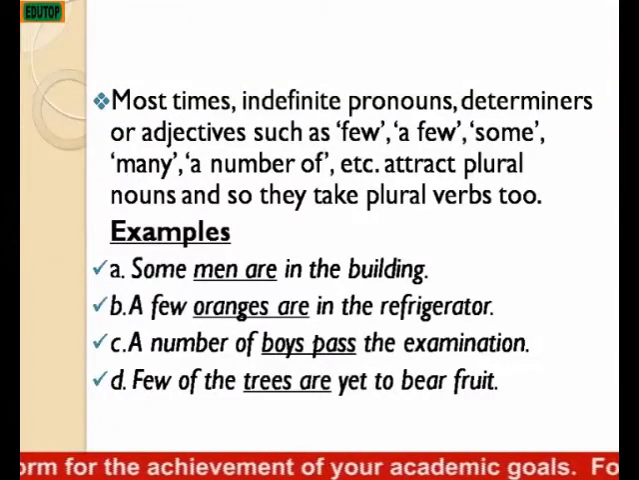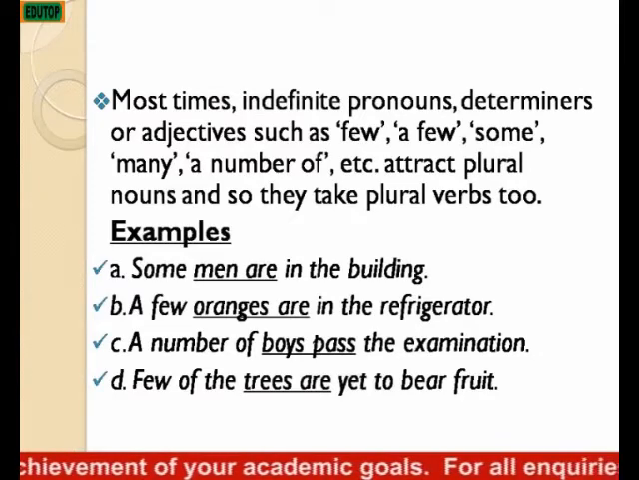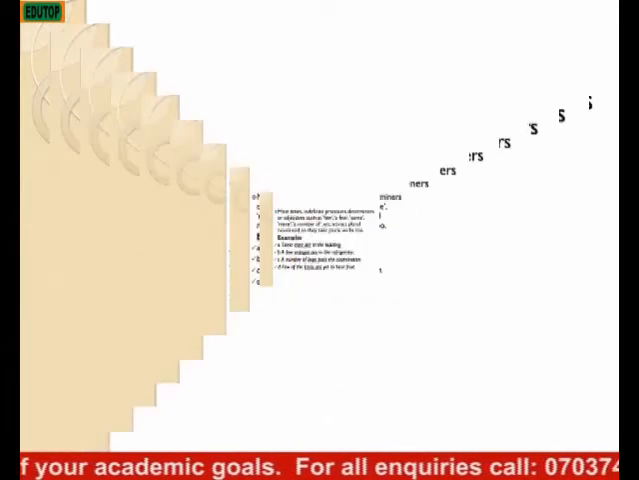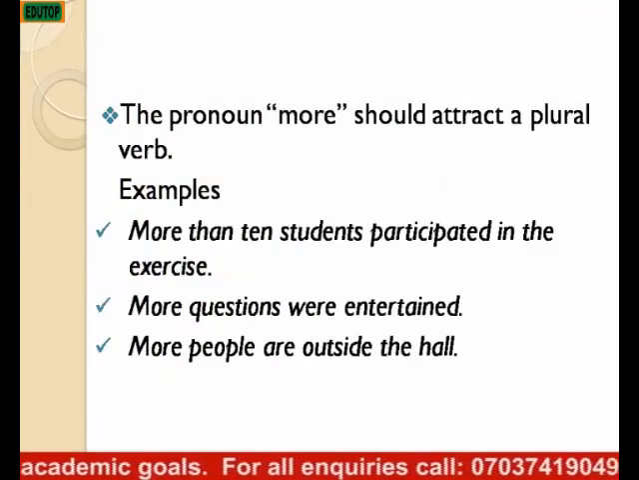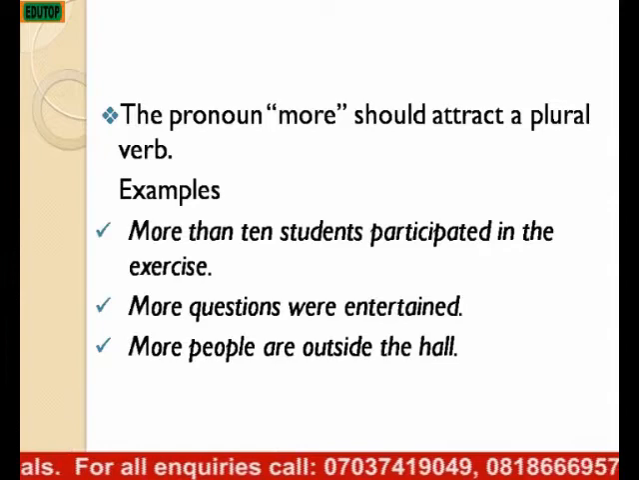are in the refrigerator. A number of boys pass the examination. Few of the trees are yet to bear fruit. When the pronoun more is used, it should attract a plural verb.